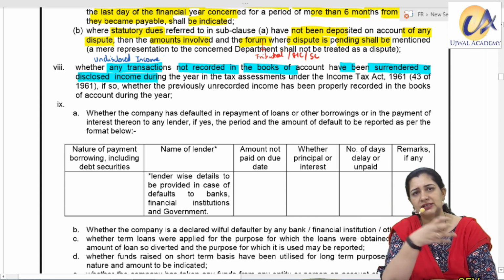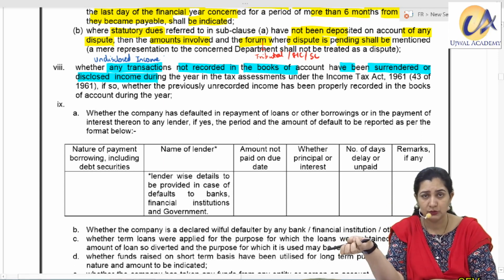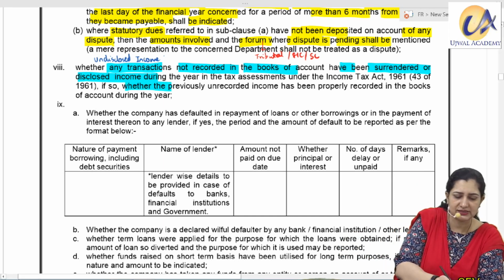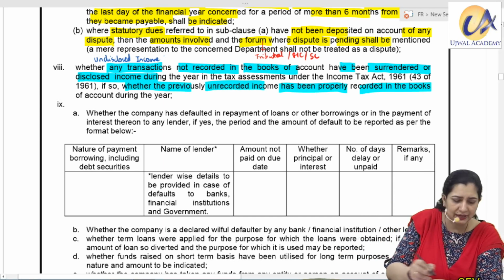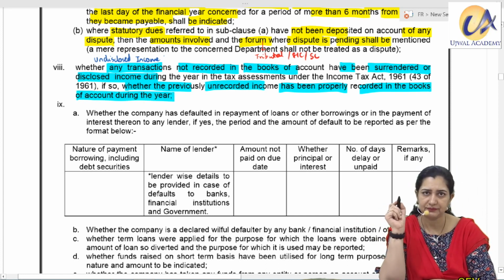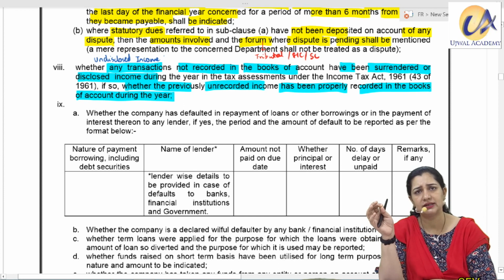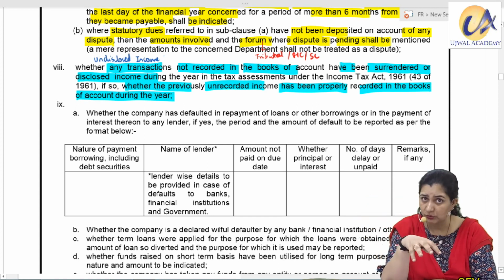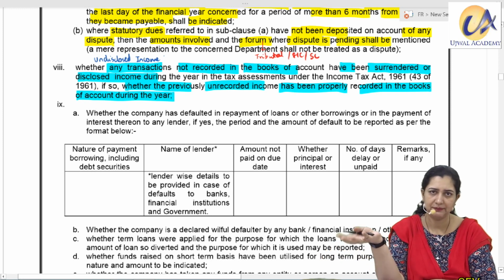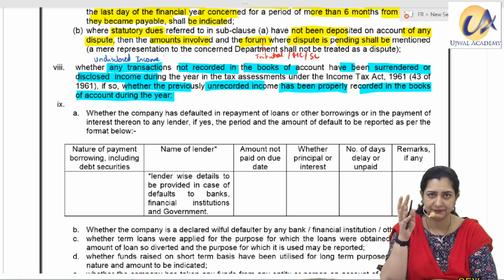Some undisclosed income has come into the picture which had not been recorded in the books properly. So now whether that previously unrecorded income has been properly recorded, if not recorded, give the details of the same. Okay, so undisclosed income of previous years, if anything has come now, see that it is properly recorded and everything is completed. Okay, so this is my point number 8.